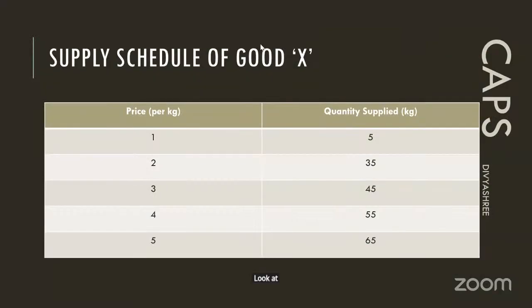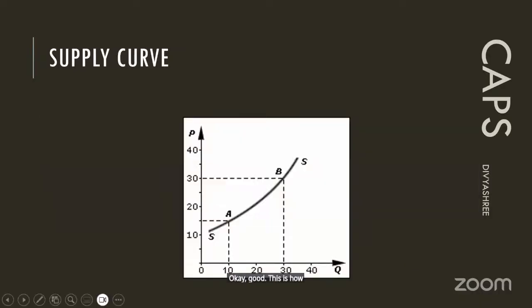Look at the supply schedule. As price increases, quantity supplied increases. Can you see that? Okay, good. This is how a supply curve would look: upward sloping. When price is 15, quantity was only 10. When price increased to 30, quantity increased to 30. So as price increases, quantity supplied increases. This is how your supply curve would look. I want you to draw this diagram.